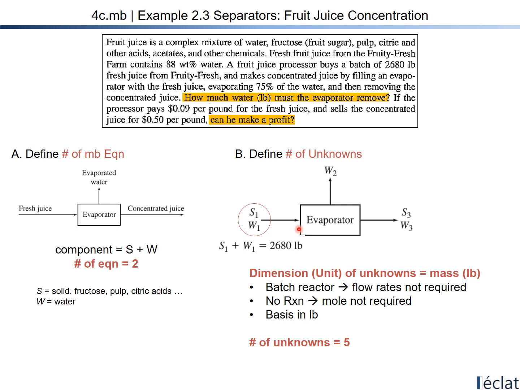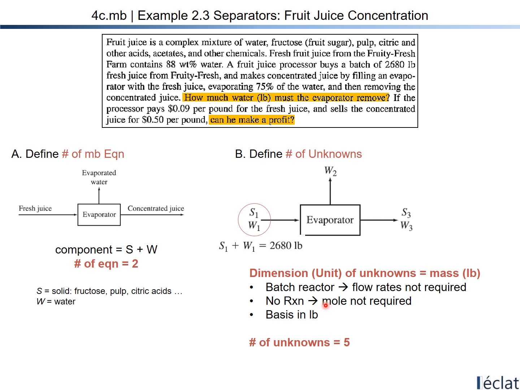Let me think about the dimension of each variable. This is a batch process. Pour everything into the evaporator, and during evaporation water is going out. And then after the evaporation, we'll get the S3 and W3. So it is a batch, and flow rates are not required. Actually, mass or moles are required for describing the variables. So mass.